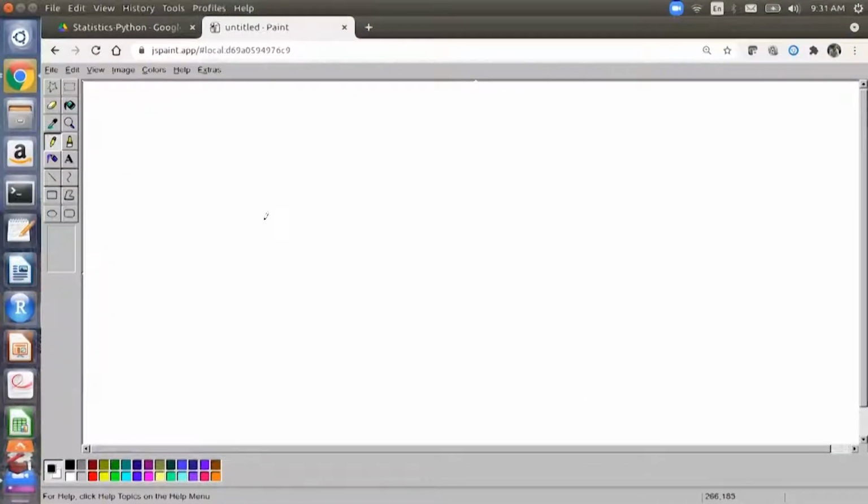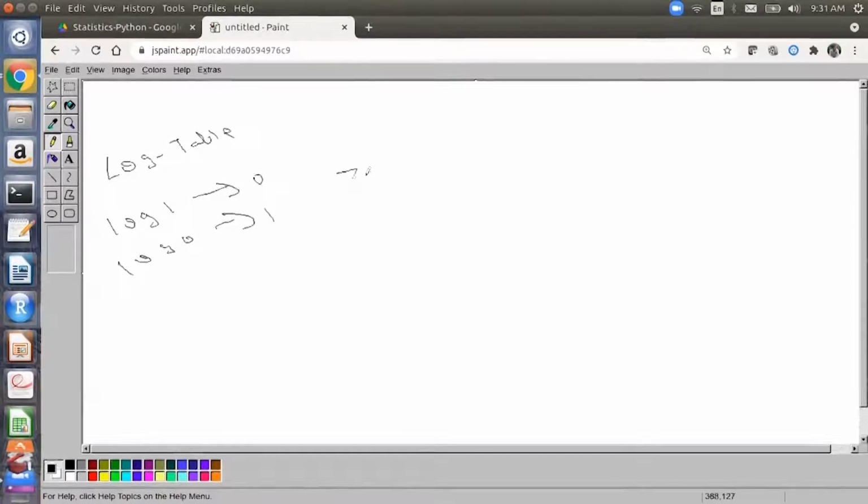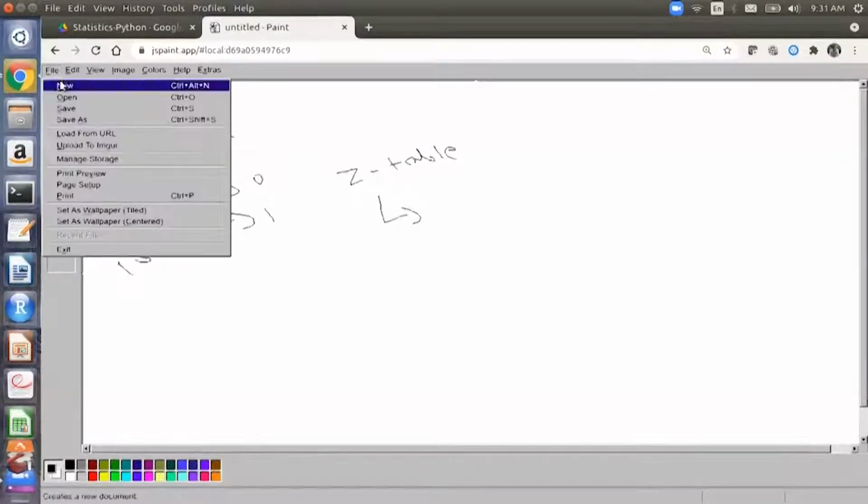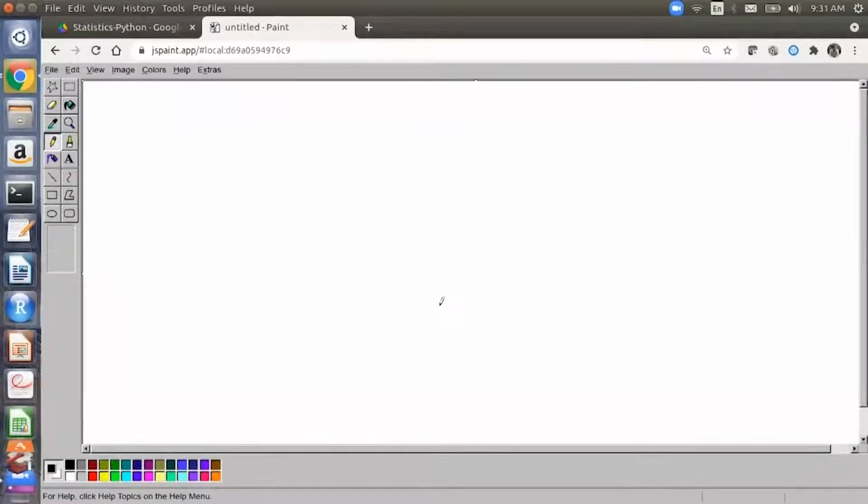One more thing. Have you seen a log table? In schools and college we have values: log 1 is 0, so all values are available. Similarly, you have a Z table available. You can get it on the internet. In the Z table also the values are given. I'll show you in the upcoming slides how to read the Z table and T table. There is a Z distribution, and we will also see the T distribution in the next class.